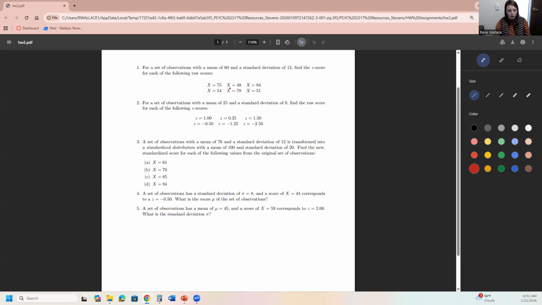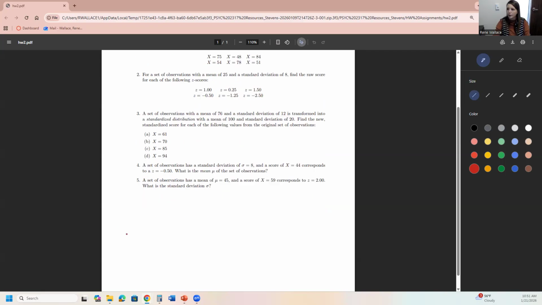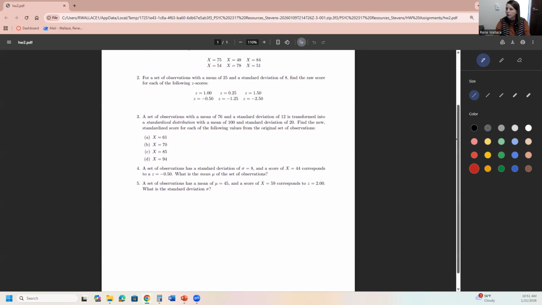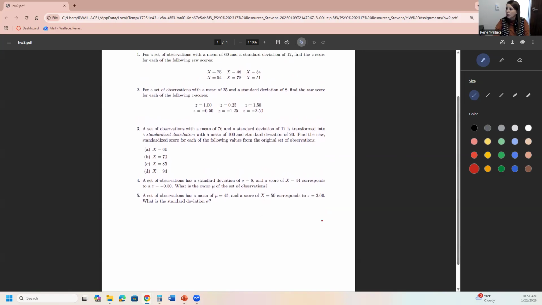You can go back to the lecture video and look at the PowerPoint and pause it to see the formula or see it explained. But you'll remember, our formula is the z-score equals x minus mu over sigma. Remember what that means. x is our score, minus mu, that's our mean, over sigma, which is our standard deviation.